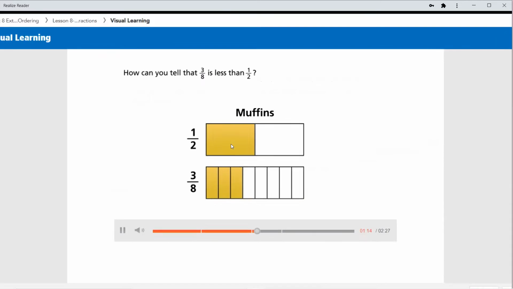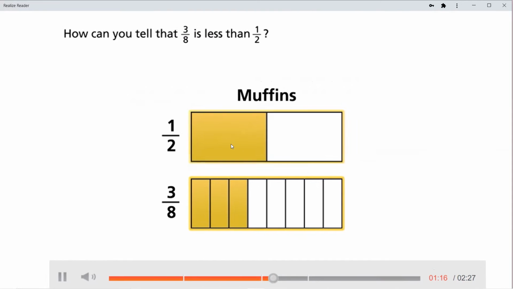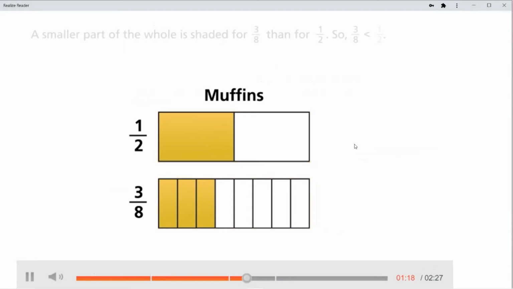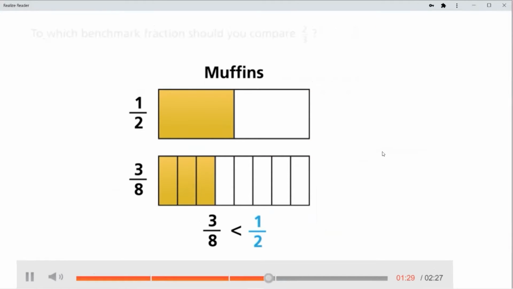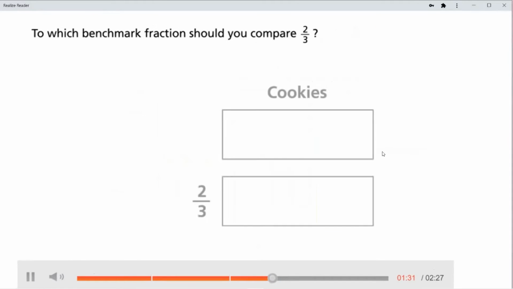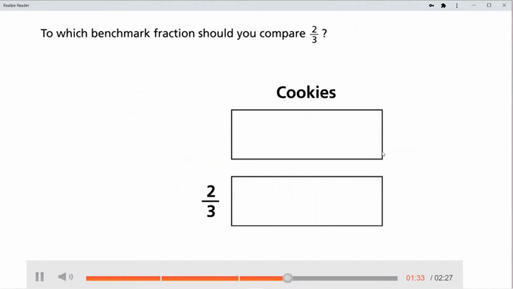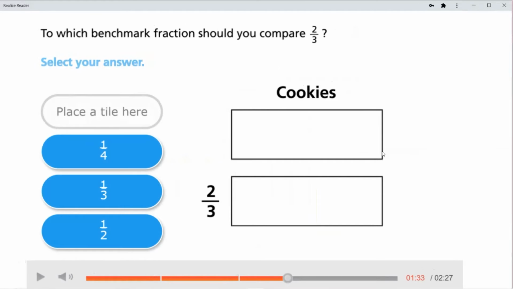How can you tell that 3/8 is less than 1/2? A smaller part of the whole is shaded for 3/8 than for 1/2. So 3/8 is less than 1/2. To which benchmark fraction should you compare 2/3? Select your answer.